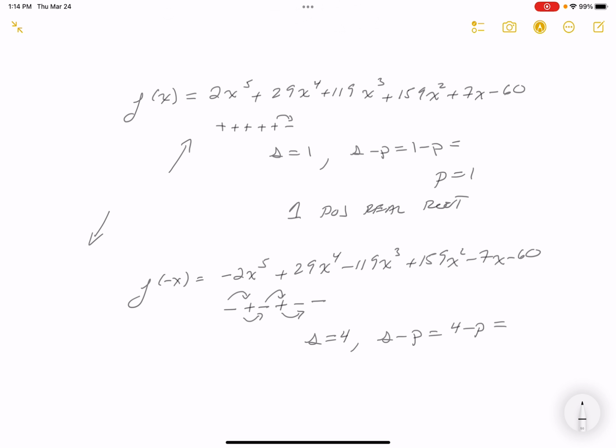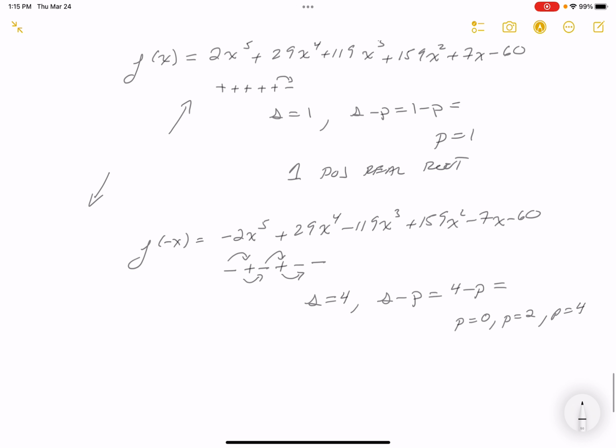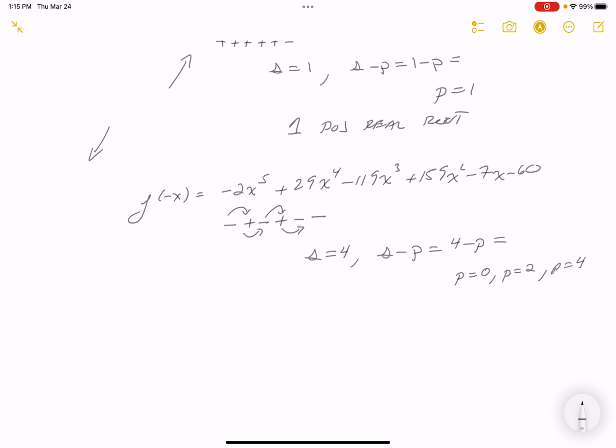So what could P be? P could be 0. That would give you 4. Can it be 1? No. Can it be 2? Yes, because 4 minus 2 is an even integer, positive. Could it be 3? No. Could it be 4? Yes. So what do I now know? There could be no negative roots. There could be 2 negative roots or 4 negative roots.